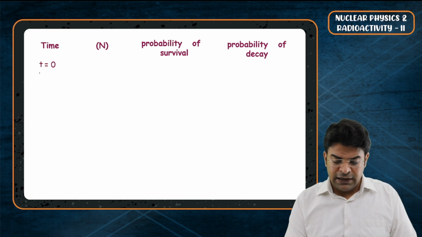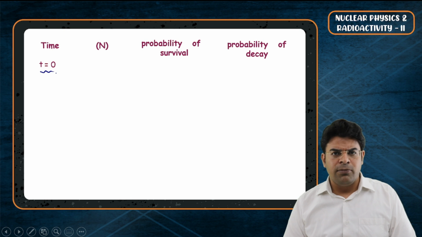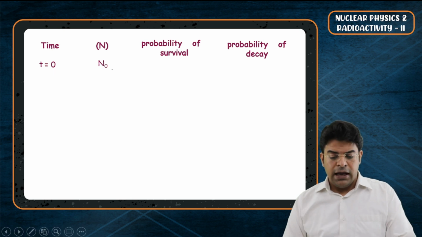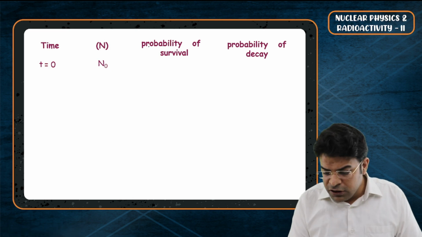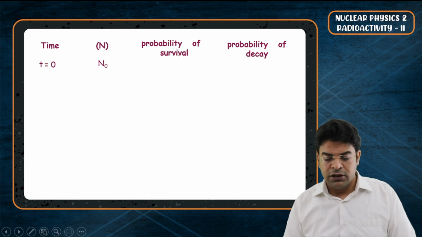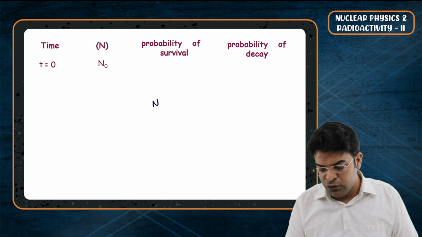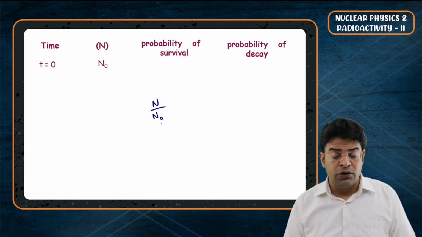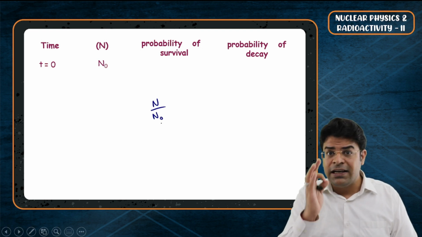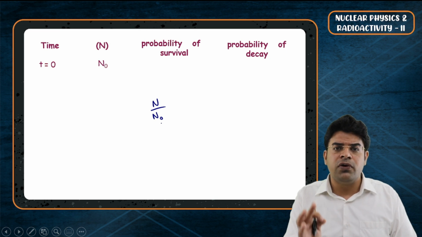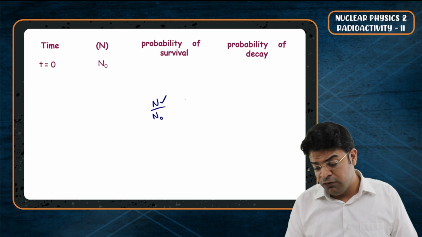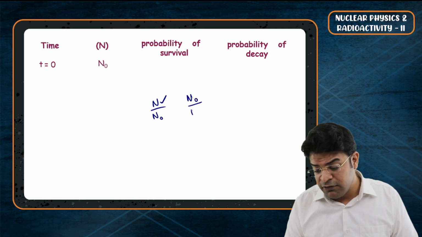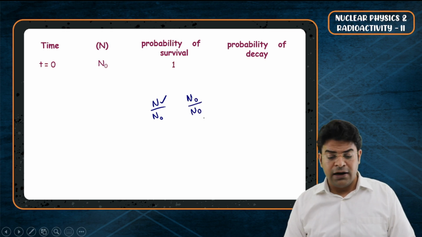So let's say at time equals 0, you know that the number of active nuclei is n0, and right now all of them are active. So what is the probability of survival? Sir, probability of survival is the number of active nuclei upon the total number of nuclei you had initially. Right now at time equals 0, none of the nuclei has decayed, so the number of active nuclei is n0. So the probability of survival will be n0 by n0, and that will be 1.